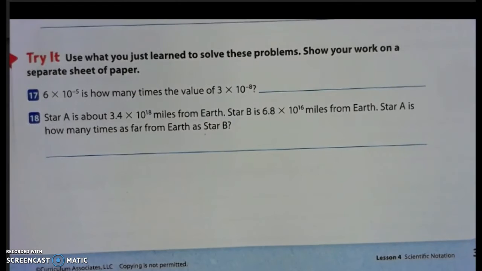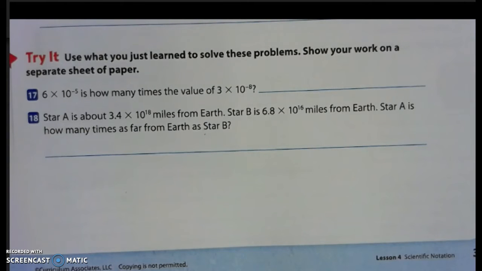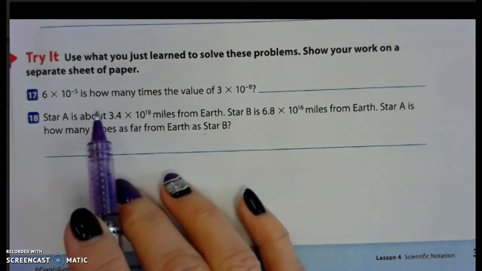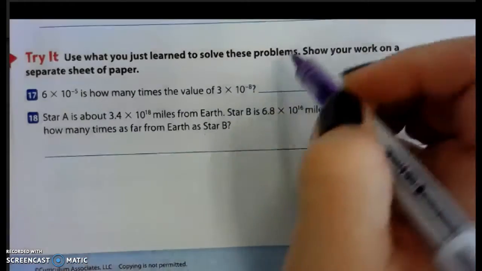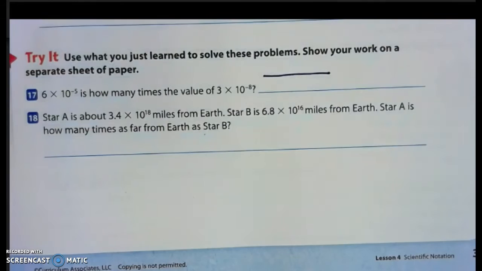Use what you just learned to solve these problems and show your work on a separate sheet of paper. 6 times 10 to the negative 5 is how many times the value of 3 times 10 to the negative 8. We've got 2 examples at the bottom of the page. How many times the value, we're going to set this up as division. Now we have to put the bigger number on top and the smaller number on bottom.